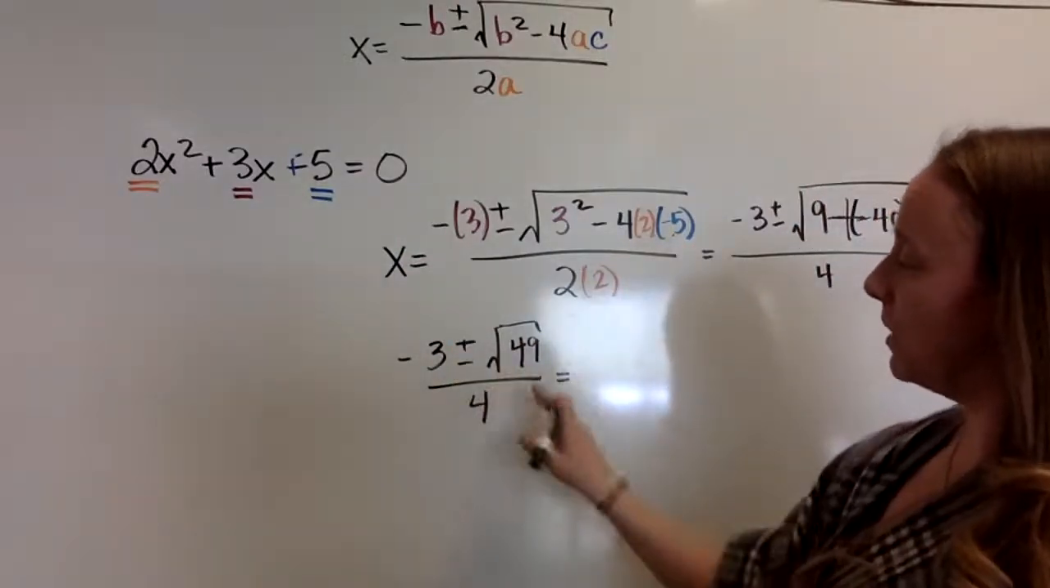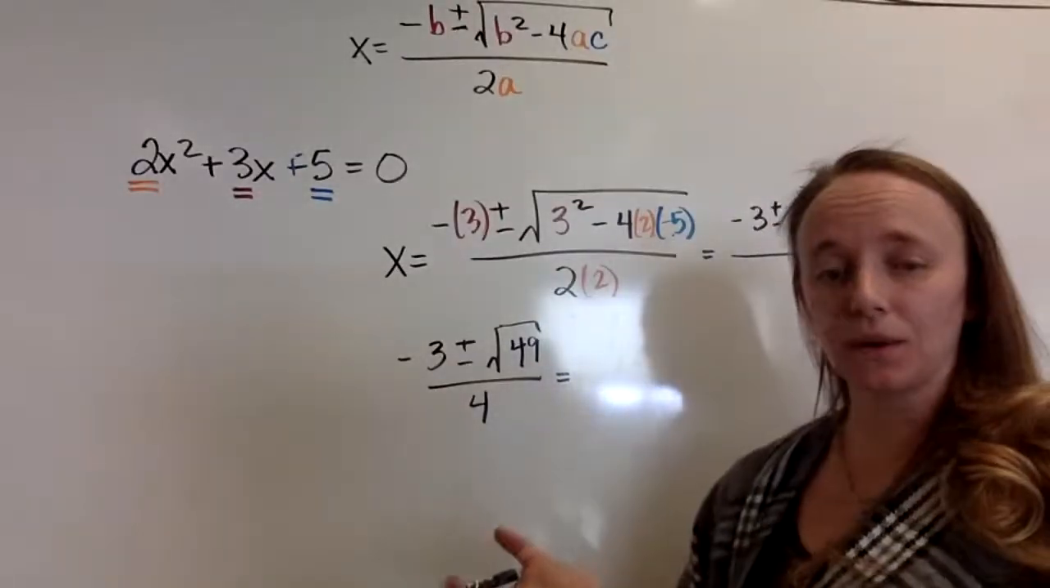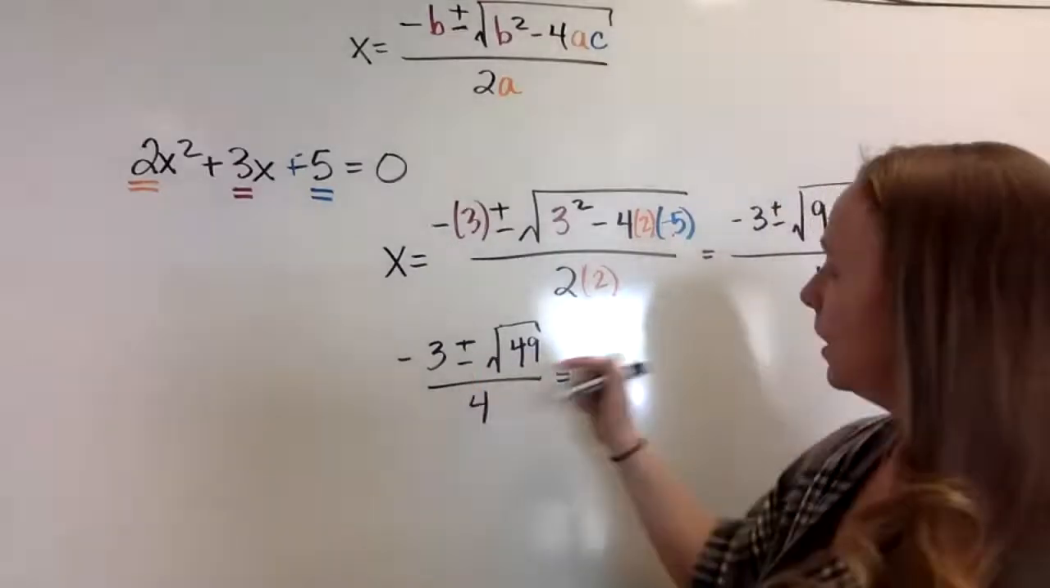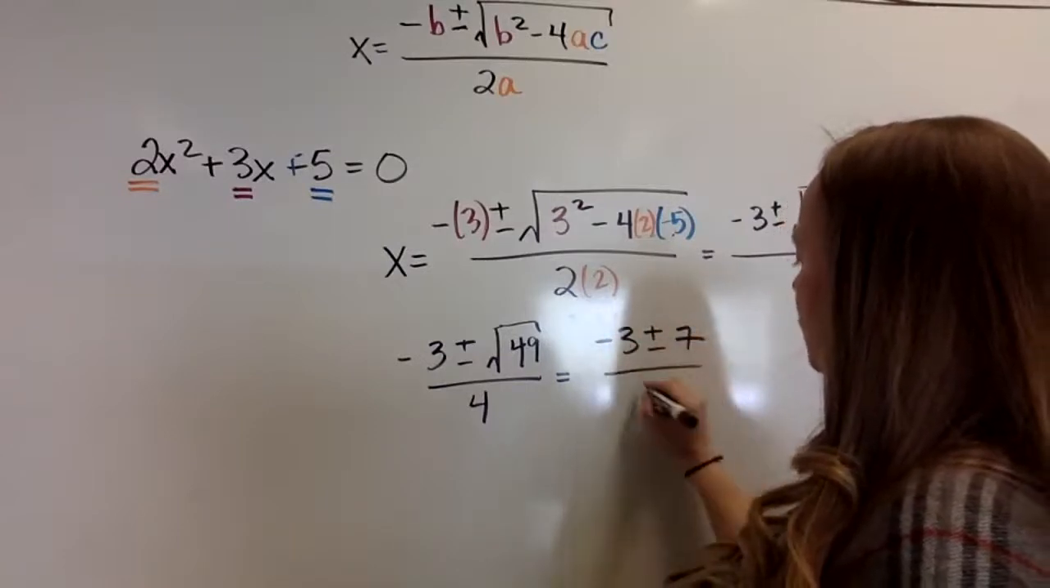Finish this baby up. The square root of 49 is 7. I don't need to worry about saying it's plus or minus 7, because that was already built into my equation. So I can say now negative 3 plus or minus 7, over 4.